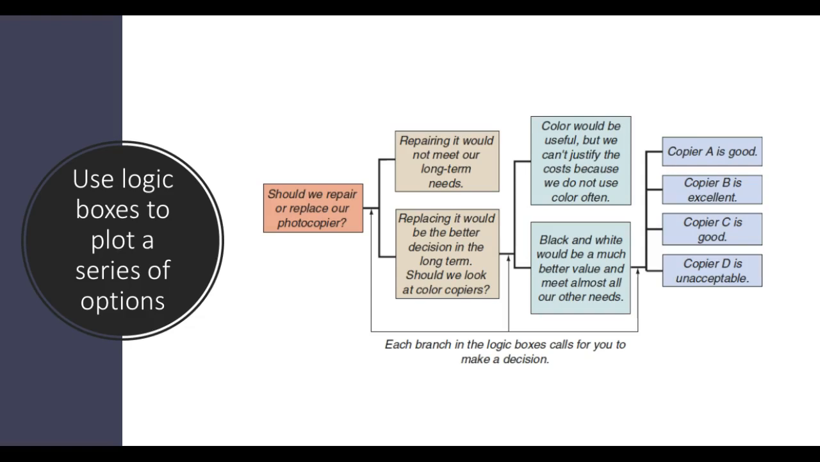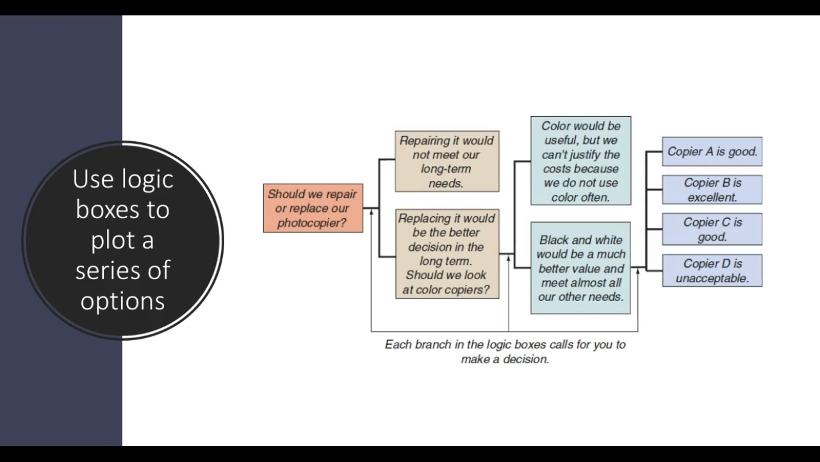You start with your question: should we repair or replace our photocopier? Repairing it would not meet long-term needs. Replacing it would be the better decision in the long term. Should we look at color copiers? Well, color would be useful, but we can't justify the cost because we do not use color that often. Black and white would be much better value and meet almost all of our needs. So we've come to that. So copier A is good, copier B is excellent, copier C is good, copier D is unacceptable.